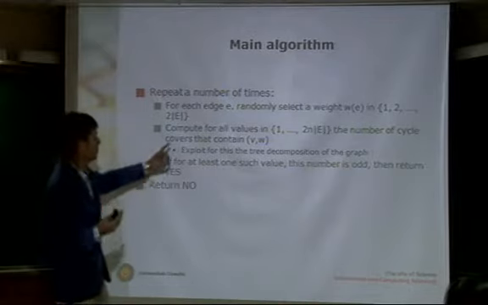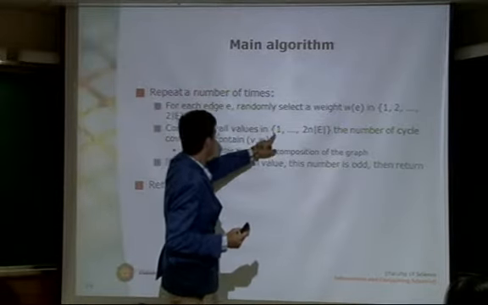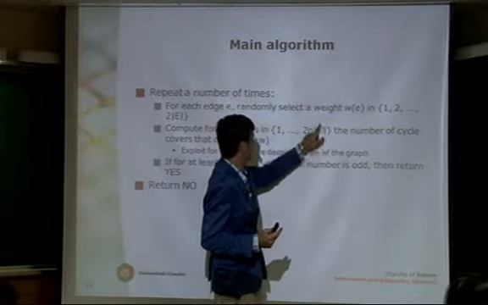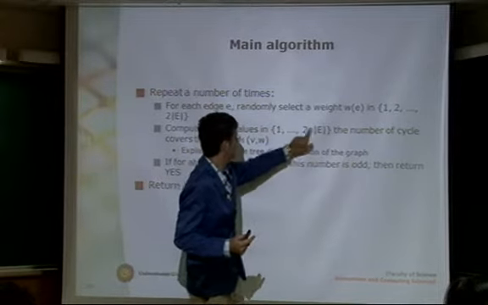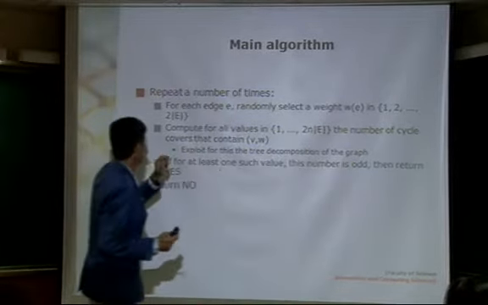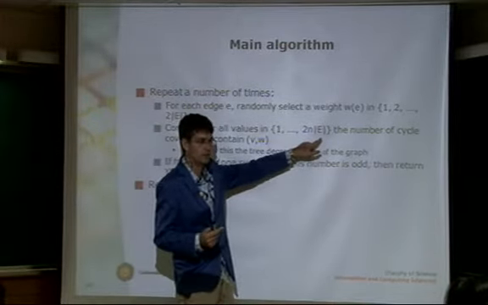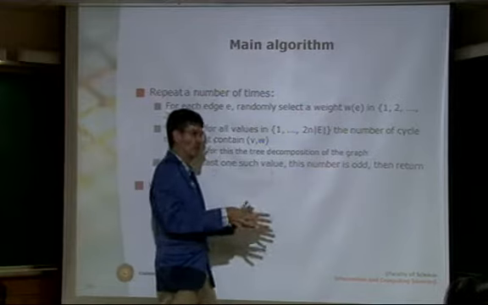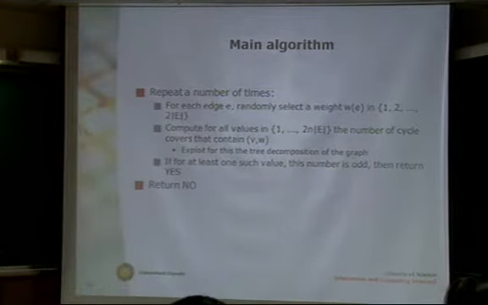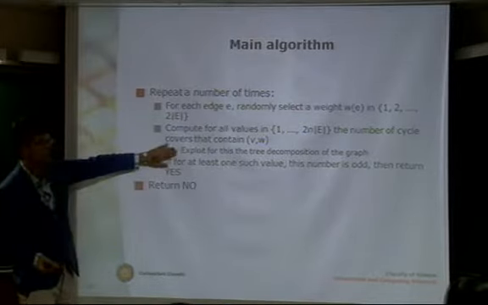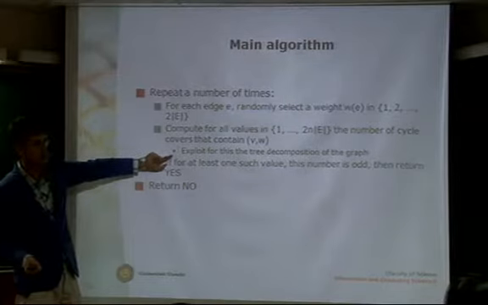Now, for every value from 1 to 2n times the number of edges, that is, up to the maximum weight, I compute the number of cycle covers that contain this edge in this direction of that weight. So I want the number of cycle covers of weight 1, the number of cycle covers of weight 2, and so on. To do this, I'll compute these numbers using a tree decomposition of the graph.